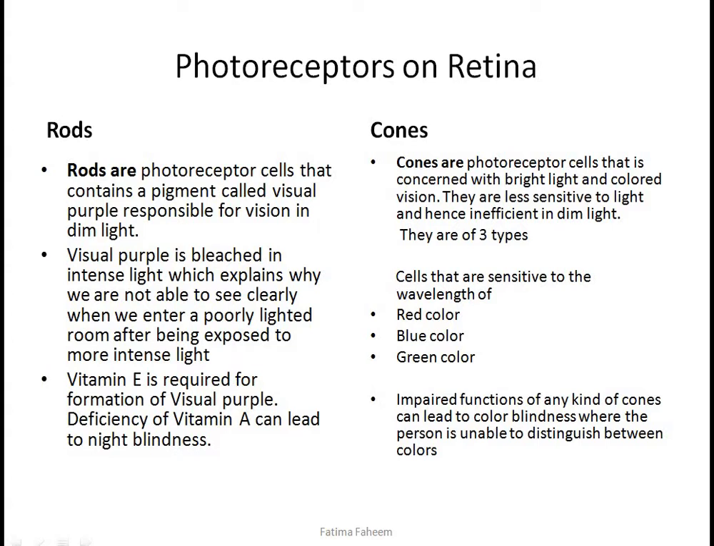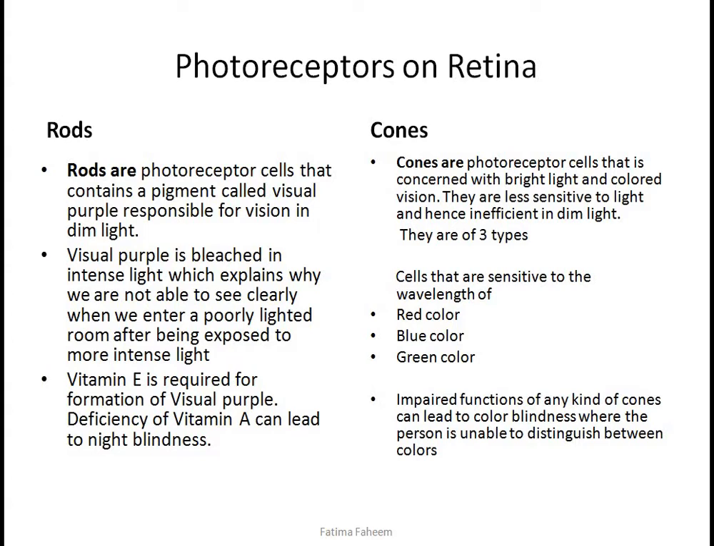So whenever you are in poorly lighted rooms or poorly lighted areas, these are the cells which allow you to see in dimmer lights because they contain a pigment called visual purple. Now visual purple is bleached when you go into the intense light, which explains why you are not able to see clearly for some time when you enter a poorly lighted room after being exposed to intense light.